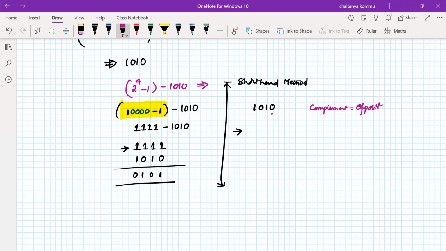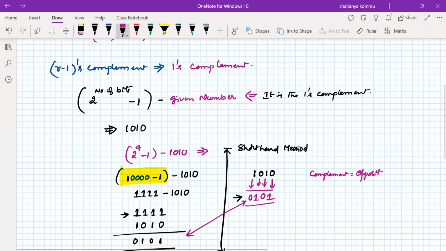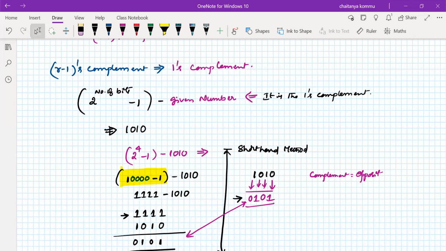So what is the opposite value for this one? 1. The opposite value is 0. What is the opposite value for this one? It is 1. What is the opposite value? That is 0. So you can see that these two are equivalent. Both are equivalent to say that. Is it clear to all of you? How do we perform the r minus 1's complement for any given number?